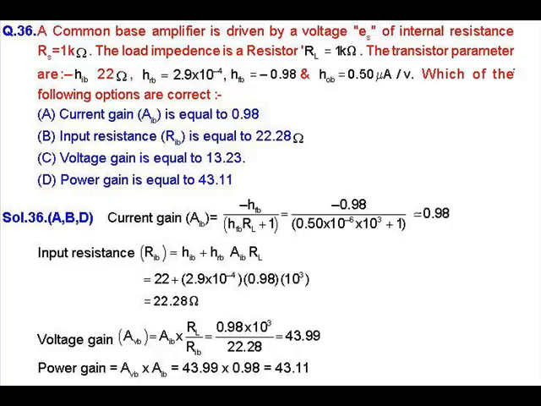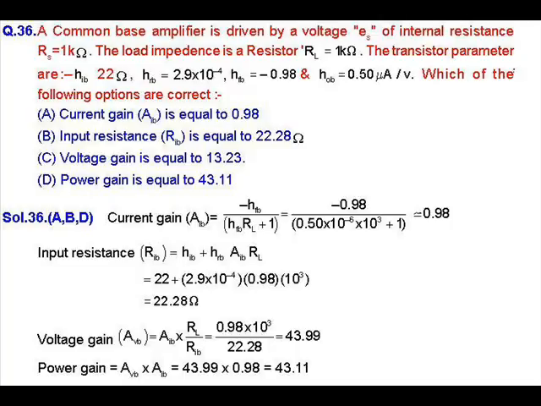HIB, that is input impedance, is given to us as 22 ohms. The reverse transfer characteristics, that is HRB, is given to us as 2.9 into 10 raised to the power minus 4. The forward current transfer ratio, or HFB, is given to us as minus 0.98, and the output admittance, that is HOB, is given to us as 0.50 microampere per volt.